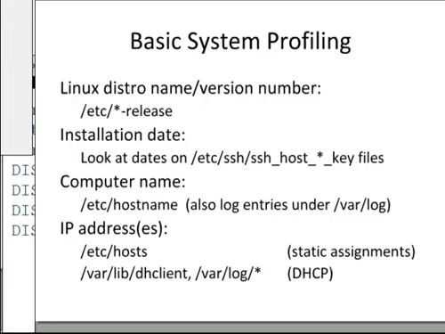Basic system profiling stuff. This is the stuff that you're used to pulling out of the software and system registry hives on Windows, right? So, like, what version of the operating system am I running? Most of the Linux distros seem to have settled on this convention of creating a file called /etc/something-release. On Red Hat systems, it's /etc/redhat-release. On my Ubuntu laptop, it's /etc/lsb-release.